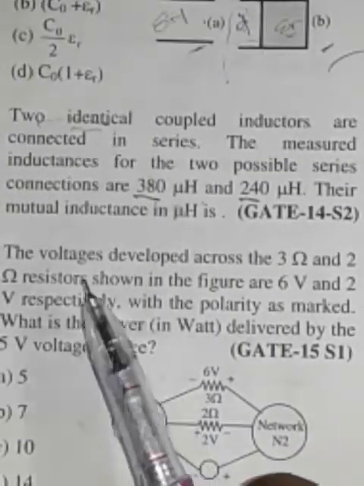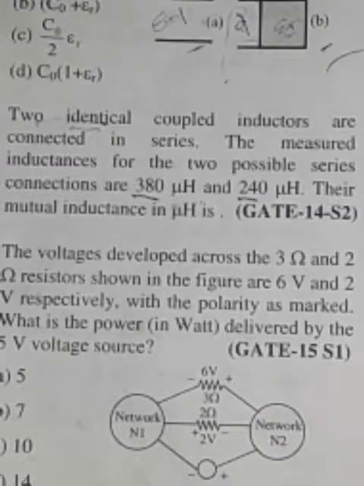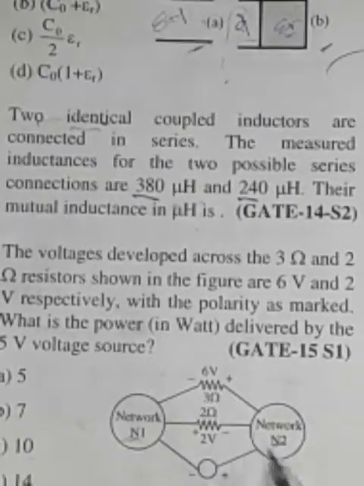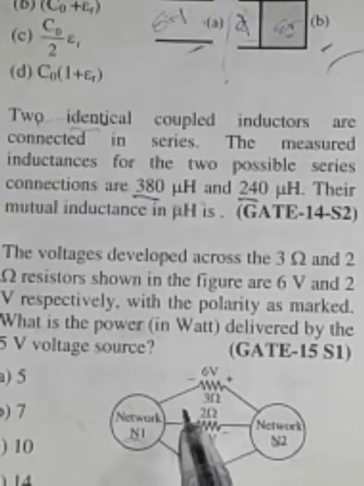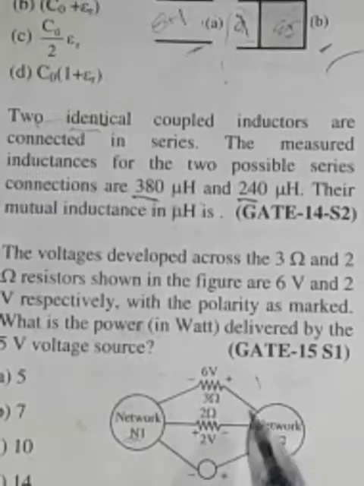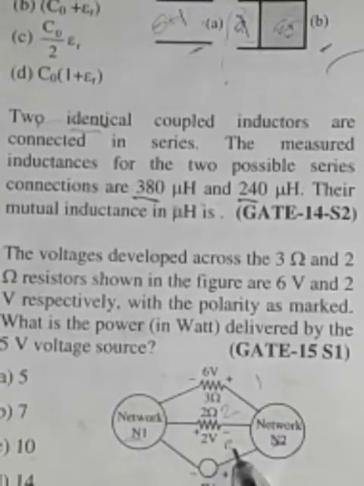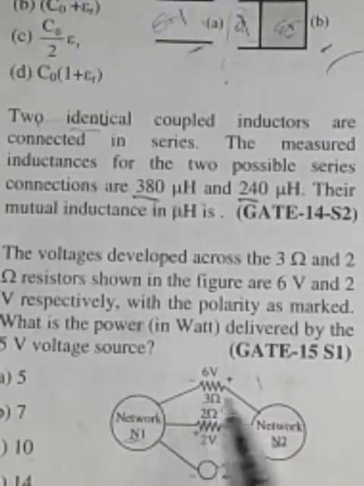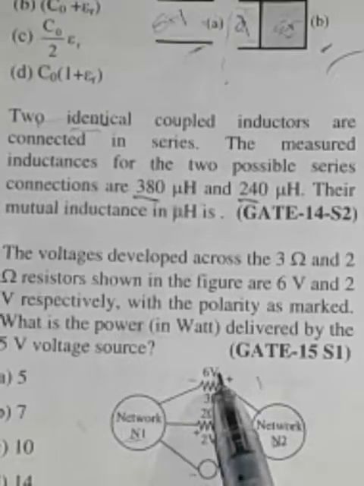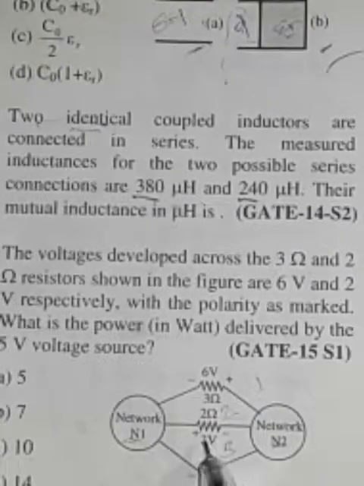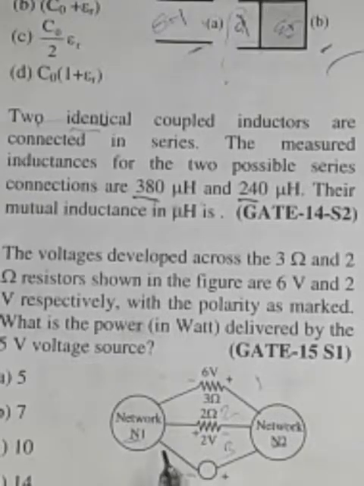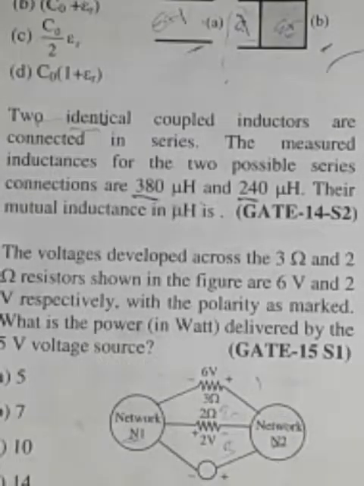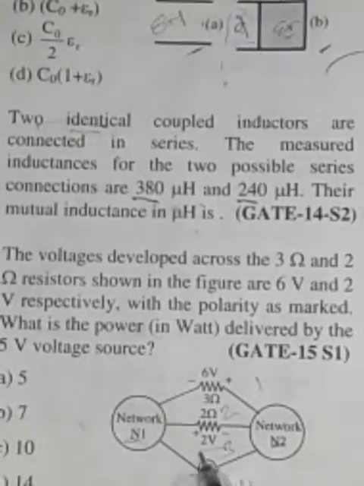In question number 24, they have given that this is network 1 and this is network 2. They have connected them in different ways. This is the first path, this is the second path, this is the third path. In the first path, the resistance is 3 ohm and the voltage is 6 volt. In the second path, 2 volt, 2 ohm. In the third path, 5 volt, which is a voltage source. They are asking what power this voltage source will deliver.